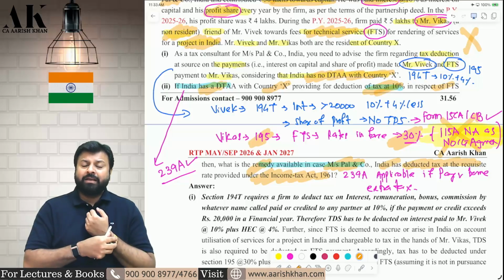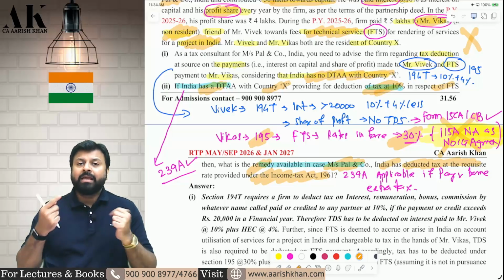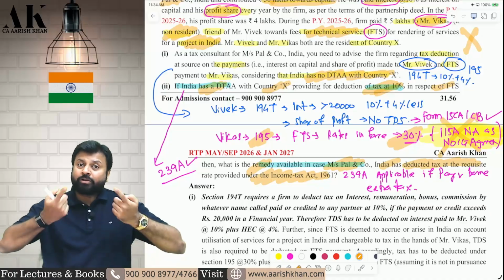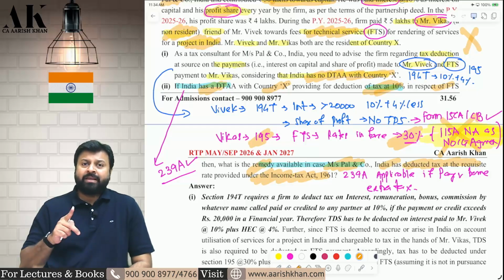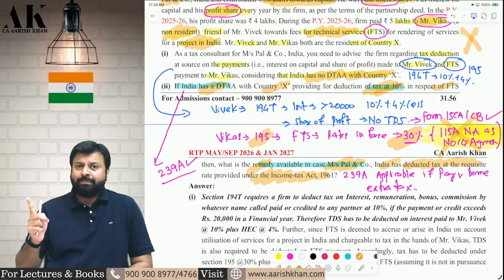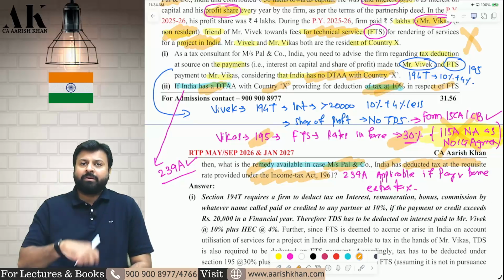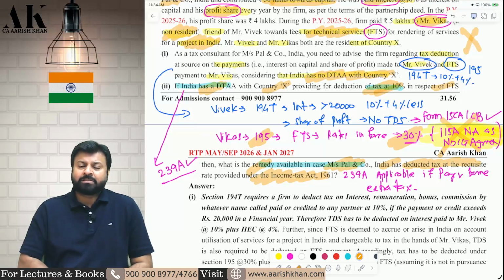Mrs. Pal and Company, if the tax is borne by the payer, if the tax is paid by the payer by grossing up the income, then Mrs. Pal and Company will get remedy under 239A. What is that 239A remedy? The remedy is Mrs. Pal and Company has to make an application to the assessing officer within 30 days from the date of payment of tax for refund of the remaining 20%. And the officer will grant refund of the remaining 20% within 6 months by passing an order.